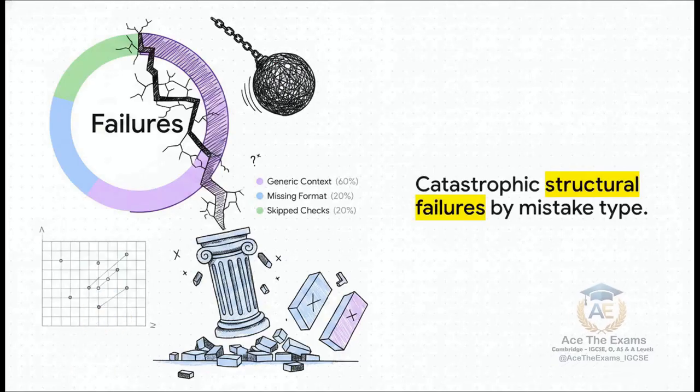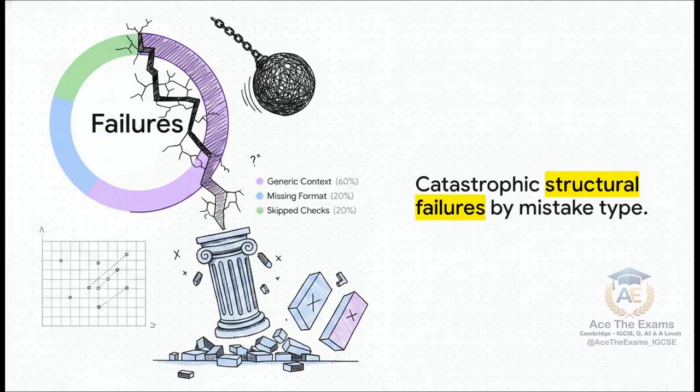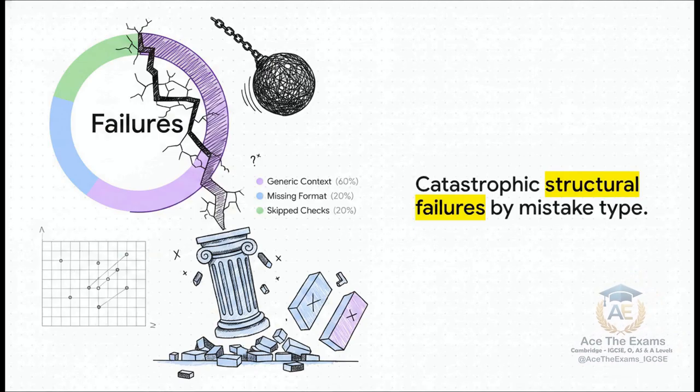When we break down the distribution of these failures, it's quite shocking. Just imagine a breakdown where the absolute largest segment represents those generic context answers. Ignoring the specific context of the given coordinates completely shatters the structural integrity of otherwise perfectly good loci math.